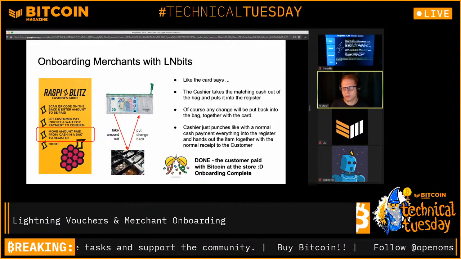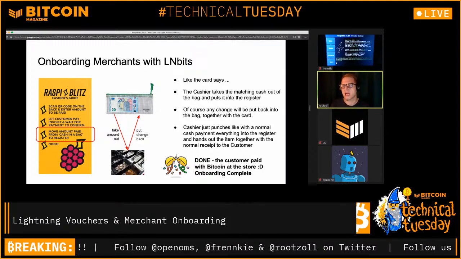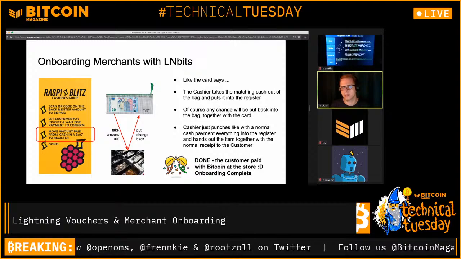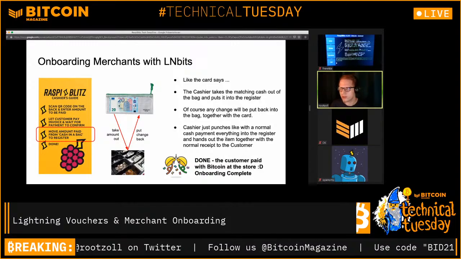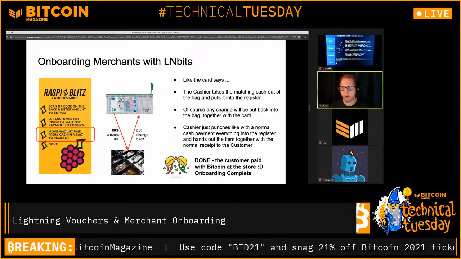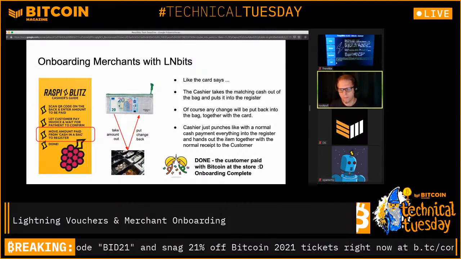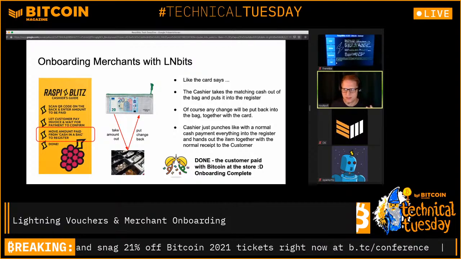So the cashier now just turns it in normally, like on a normal cash transaction, gives a receipt, whatever, and gives the item to the customer, and this is done. So there's something new in here, of course, but you can see it's a very easy way to onboard people for small payments. It's done. Now this customer paid with Bitcoin in the store. So at least from our perspective, I think this is one very, very easy way to start.